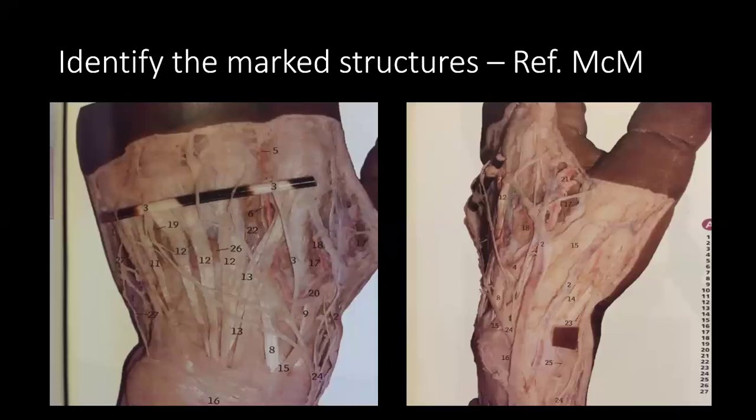What is the nerve supply of the thenar eminence? Median nerve, excluding adductor pollicis. Wait a minute. And what about flexor pollicis brevis? Flexor pollicis brevis has two heads. The superficial head is supplied by the median nerve and the deep head is supplied by the ulnar nerve. Okay, ma'am.